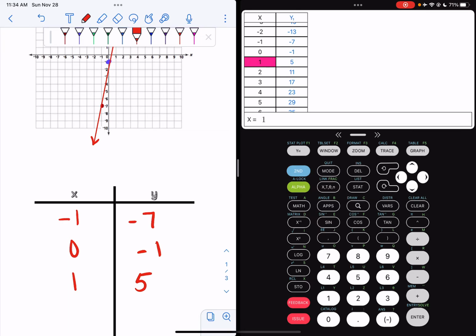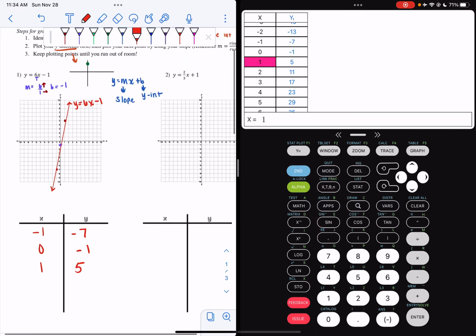So you don't have to do a table of values. I like to do a table of values sporadically just to make sure I understand what I'm doing. But for the most part, with linear functions, we should be able to graph them by hand.